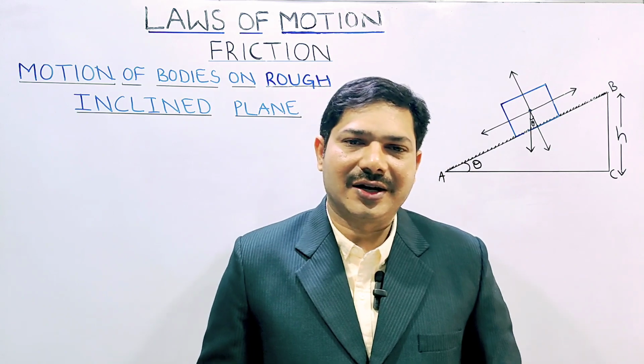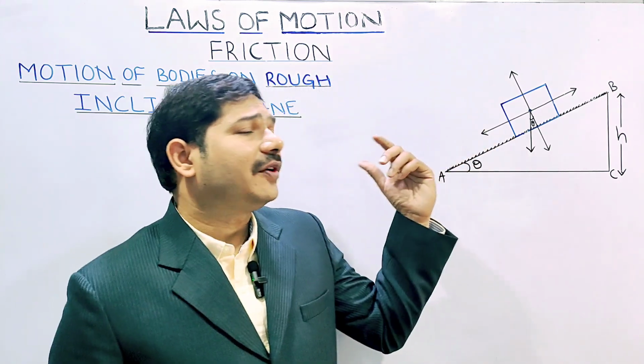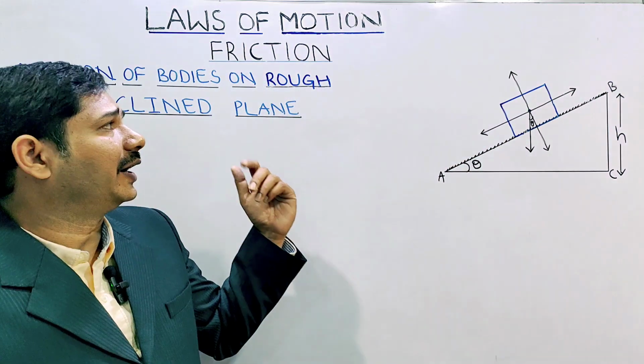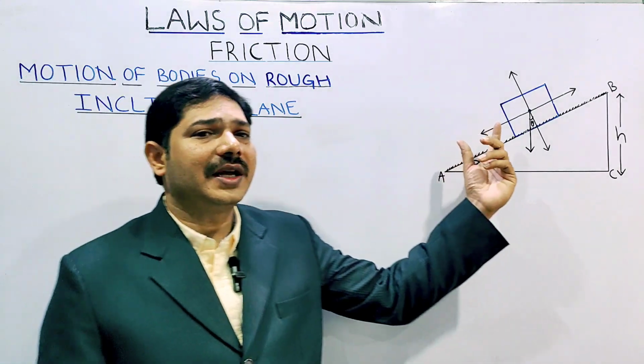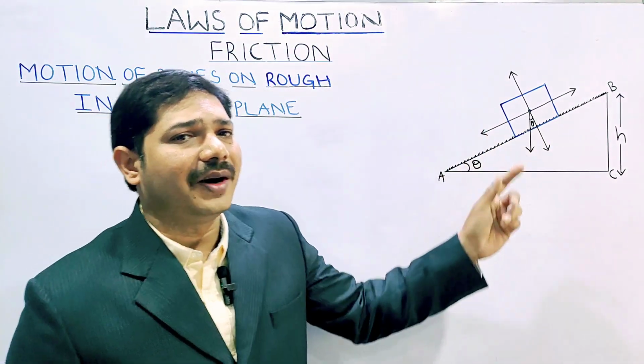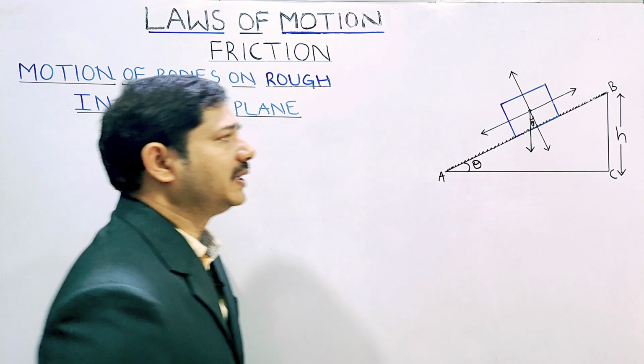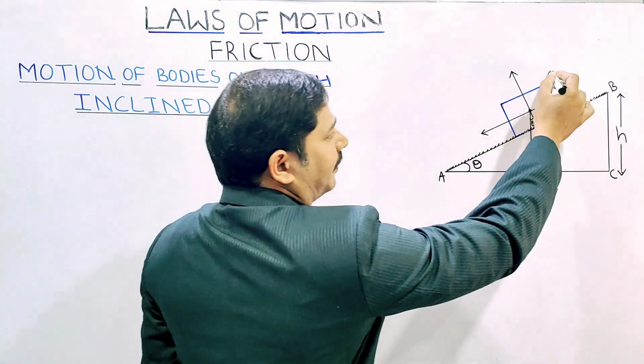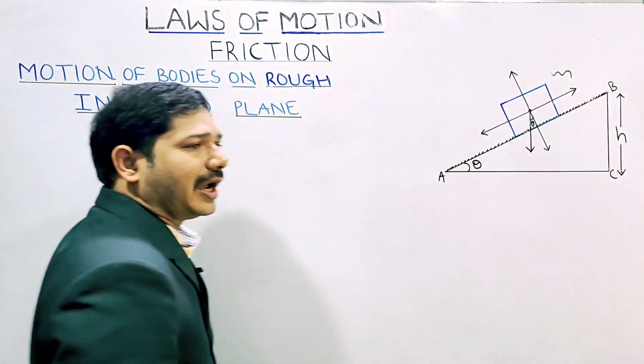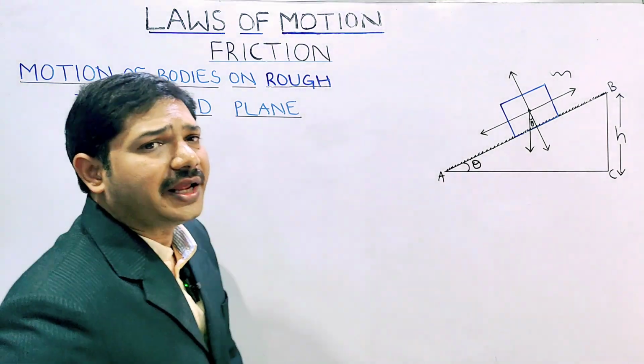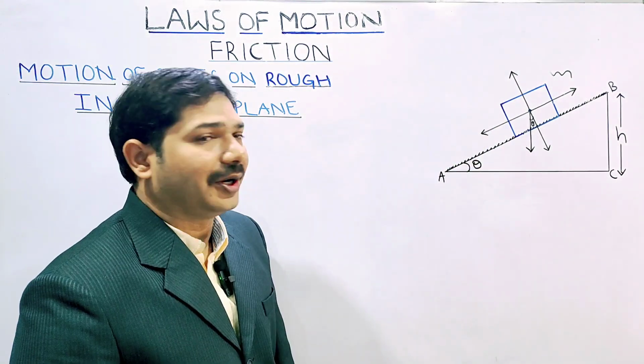So let's start the class. Motion of bodies on a rough inclined plane. For example, consider one body of mass M. Here the body is resting on a rough inclined plane.